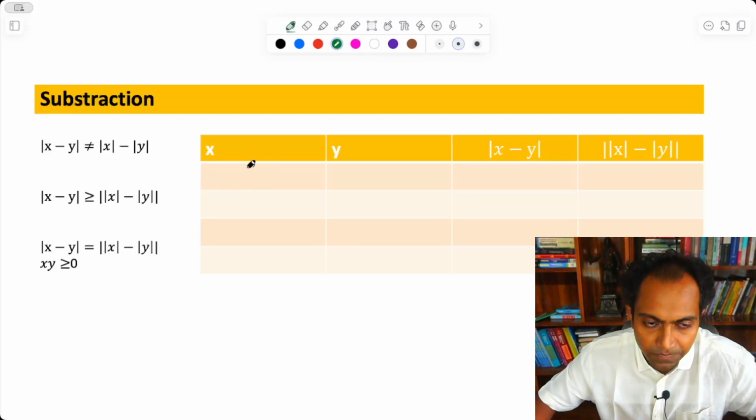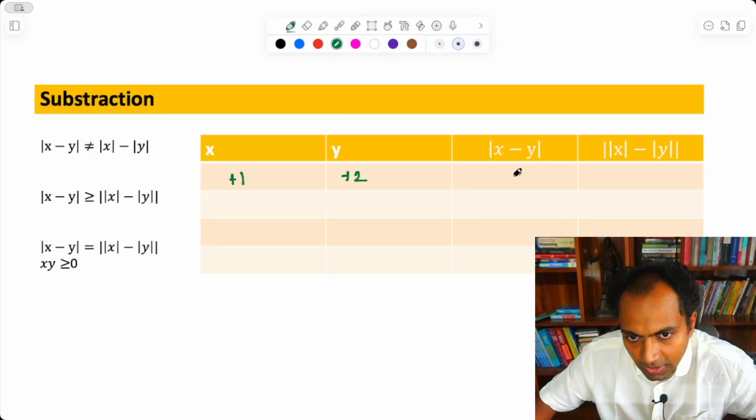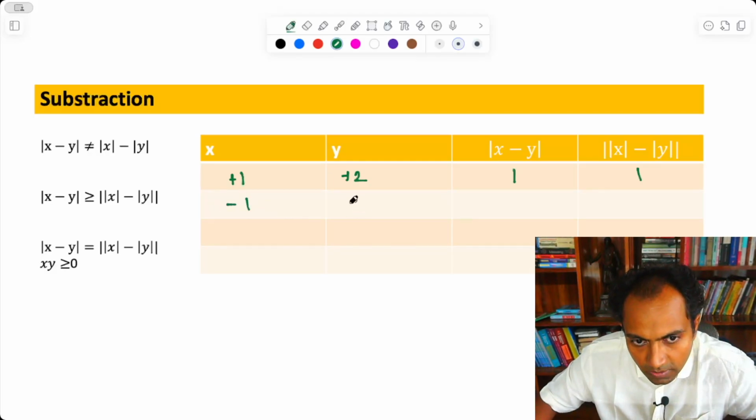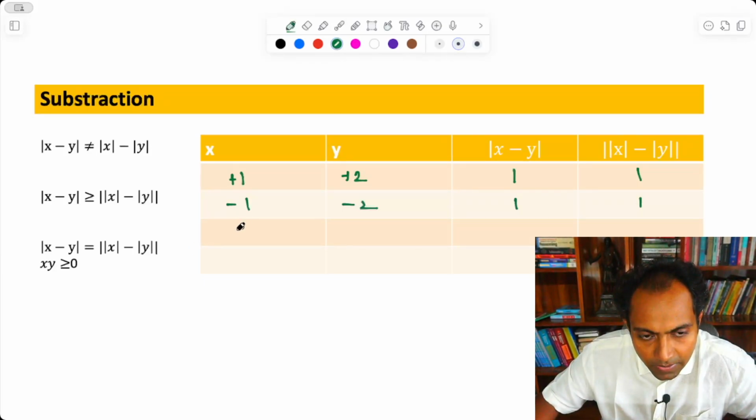So if I now here take the value of x as plus 1, value of y as again plus 2, and if I subtract them, the answer is going to become 1. If I take mod and then subtract, the answer is still 1. If I again write minus 1, minus 2, this subtraction would again become 1, and again this will also become 1. In the third case, if I am writing here minus 1 and plus 2, let us see what happens. Now this will add up and would become 3, this will still be equal to 1.